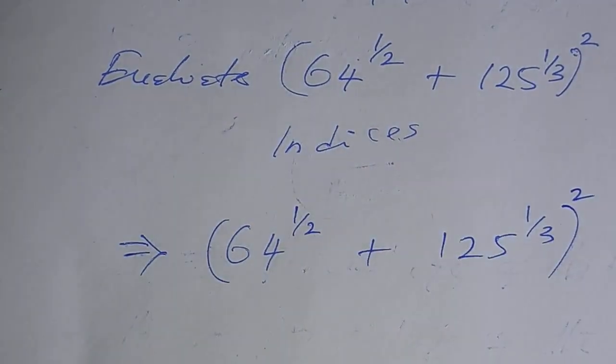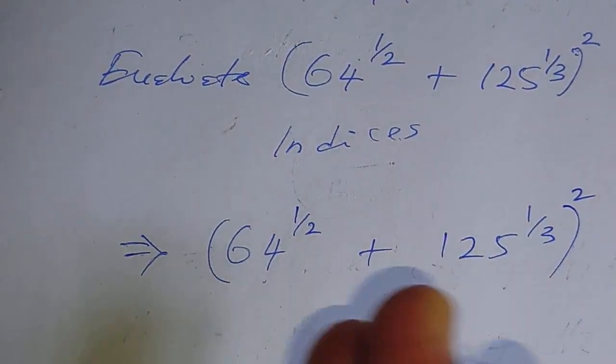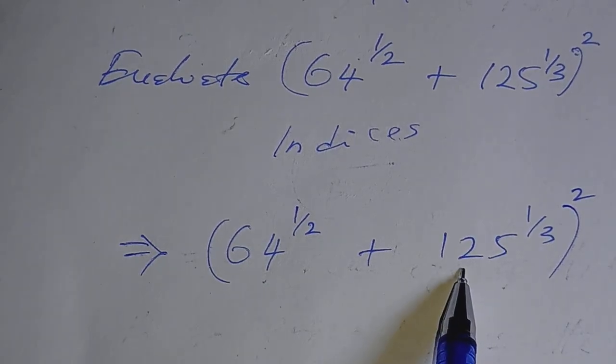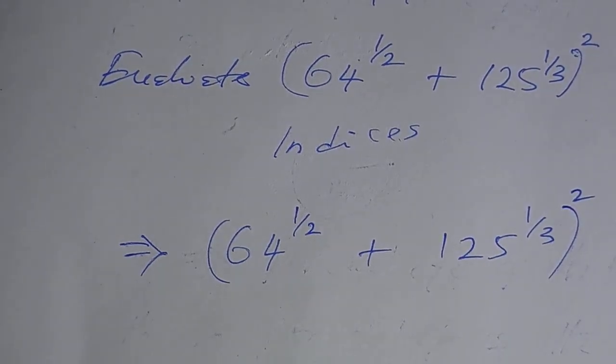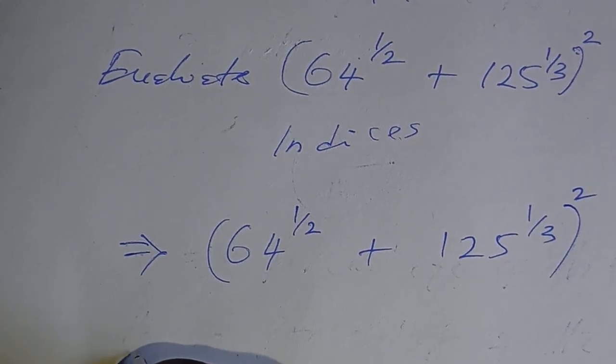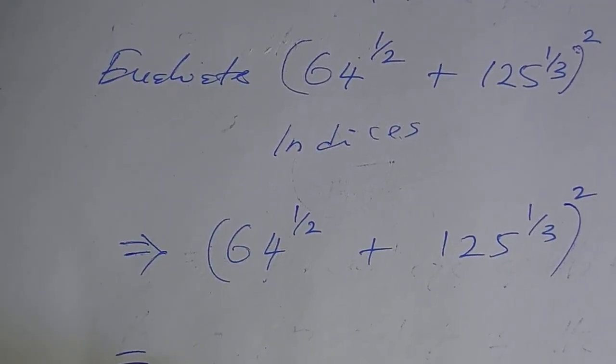So first, let's deal with the first term now. We'll deal with them term by term. The first term, yes, 64 raised to power 1 over 2. And then the second term, 125 raised to power 1 over 3. We'll deal with that first, get the answer, sum them together, and then we'll square them. That will give us the answer. So we'll deal with them one after the other. So let's begin with the 64.